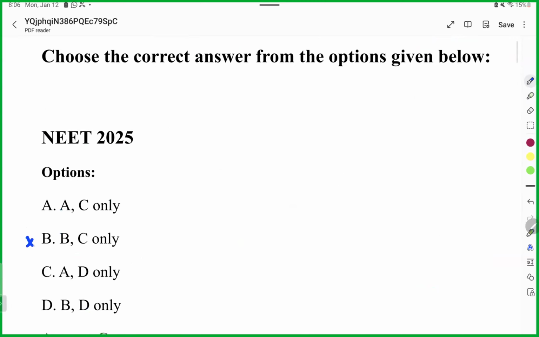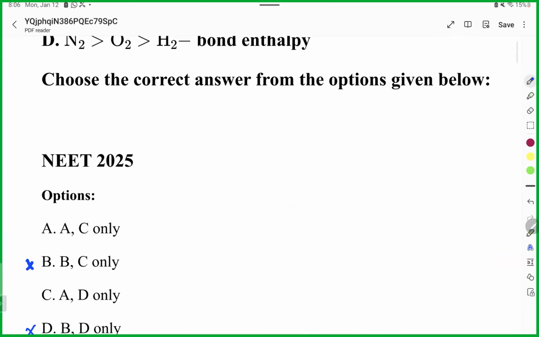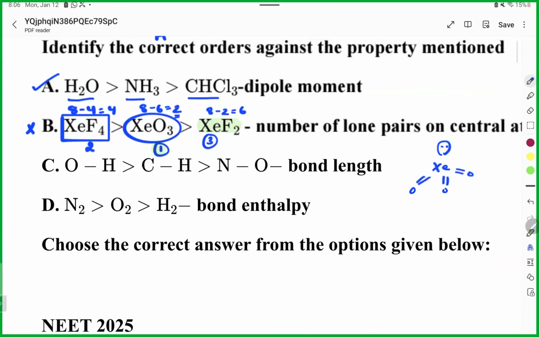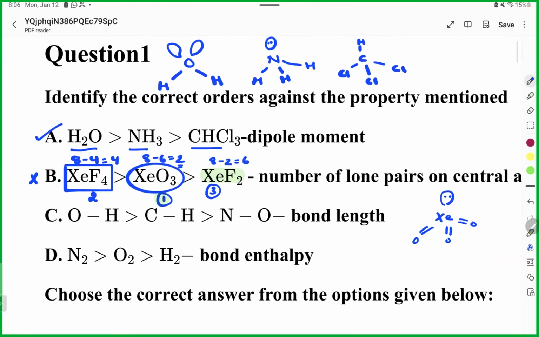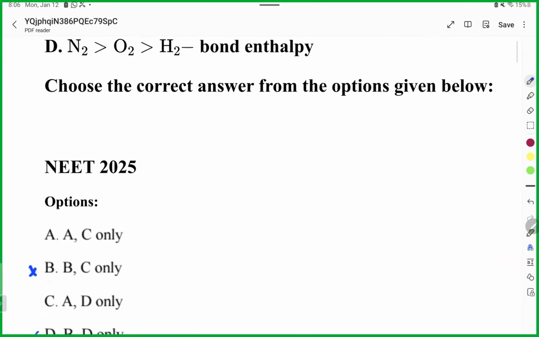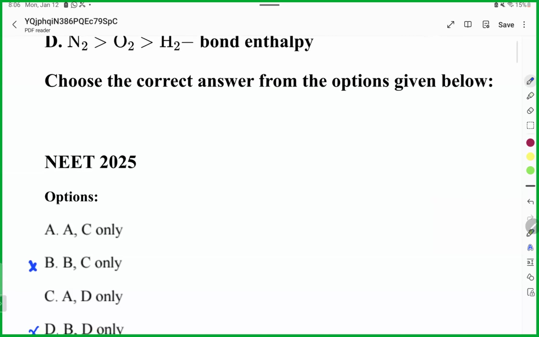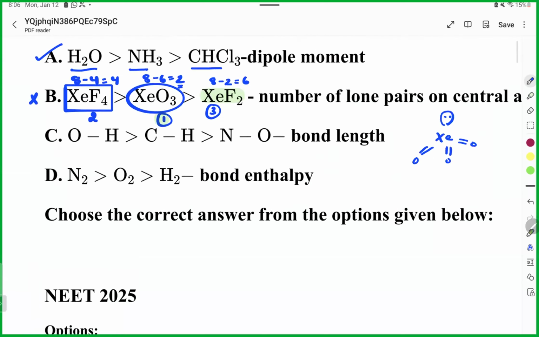So you can eliminate these two. And B is not correct. Right? So A is correct, B is not correct. So it means you can eliminate B and D. Now look at the D option. Chandana.